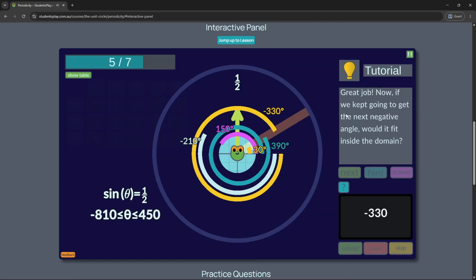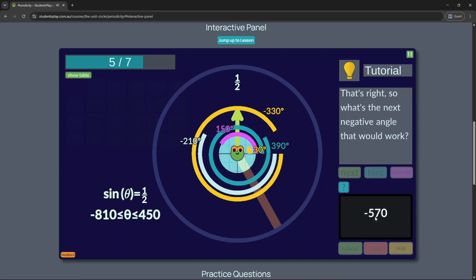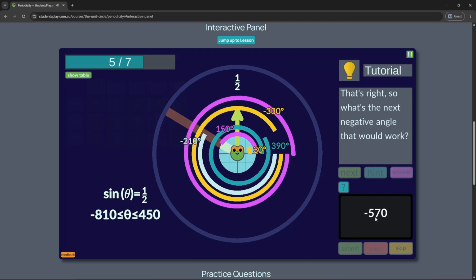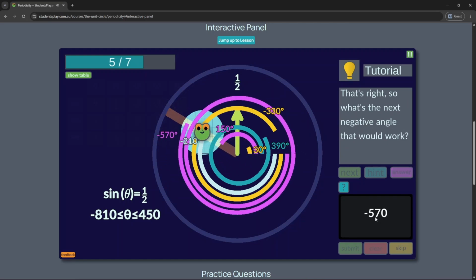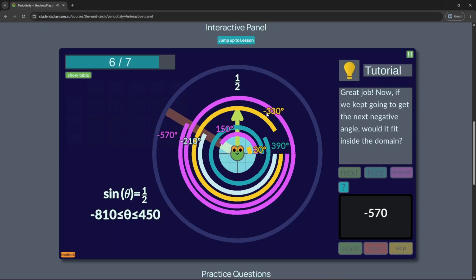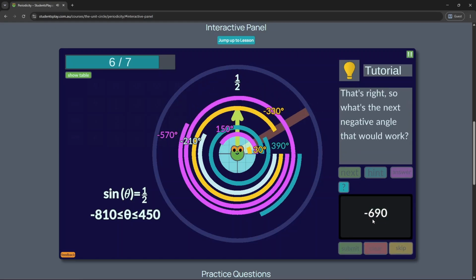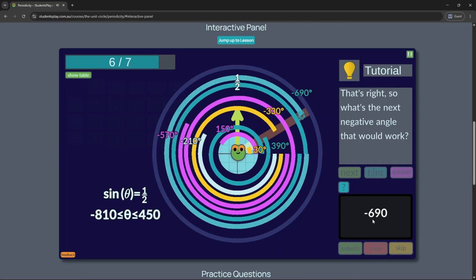Great job. Now, if we kept going to get the next negative angle, would it fit inside the domain? So it was 210, and then an extra 360 would be 570, which is less than that, so we should be good. So negative 570. And then the next one after that, I think it was the 330. So 360 on that would be 690. So negative 690, which is less than 810. So that's good. Yes, it'll still fit. Negative 690. Nice.